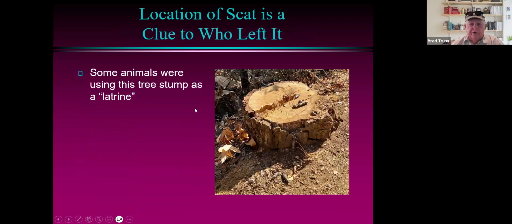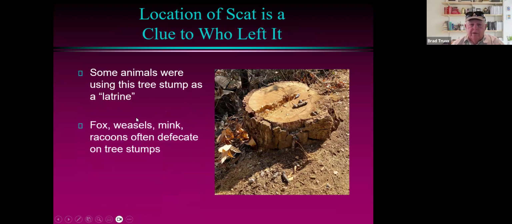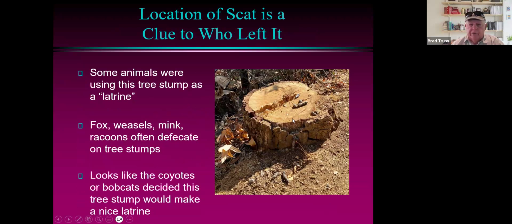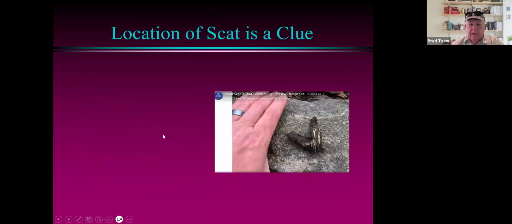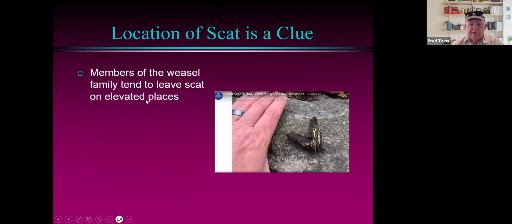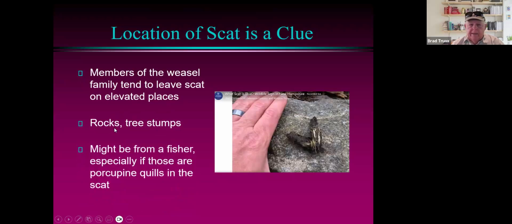This is showing basically a tree stump that some animals were using as a latrine. Fox, weasels, mink, raccoons often defecate on tree stumps. And in this particular situation, it looks like coyotes or bobcats were using this tree stump like a latrine. The location of scat is a clue. As we mentioned, members of the weasel family tend to leave scat in elevated places like rocks or tree stumps. And in this case, this might have been from a fisher.